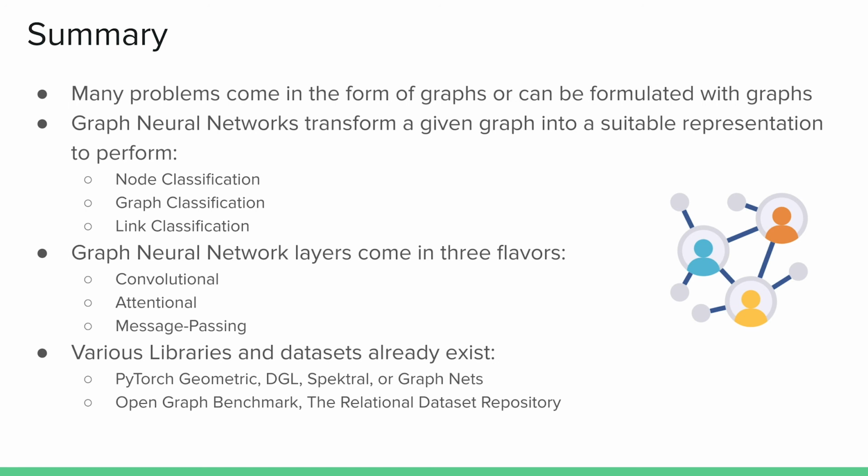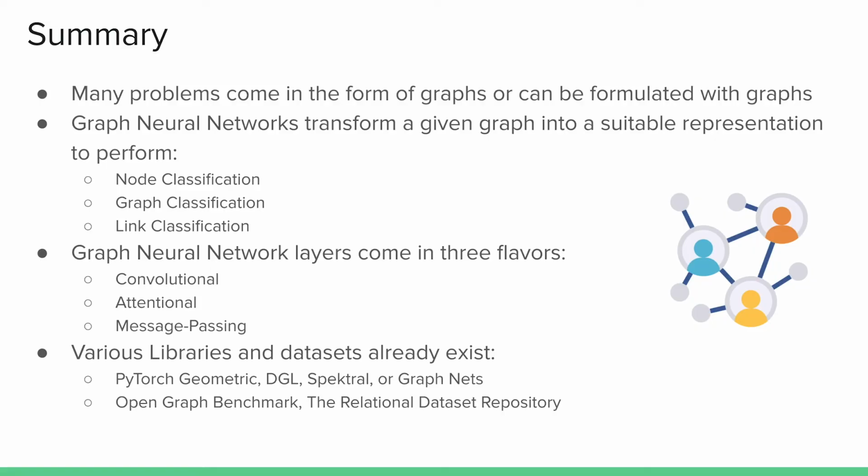there are many problems in the real world that can be formulated or just come in the form of graphs. The graph neural network idea that drives this is that we take the input that is already a graph, learn a better representation that is more suitable to our problem, and then perform some reasoning on that learned graph, on that latent representation of the graph. We could either do node classification, where we try to answer questions about specific nodes, graph classification, where we try to answer questions about the entire graph, or link classification if we want to know something about the interaction between two nodes.